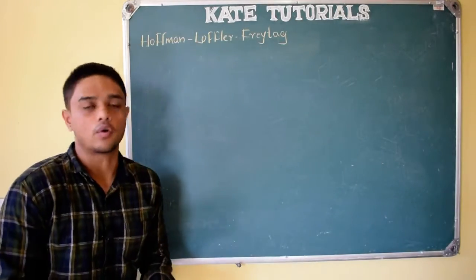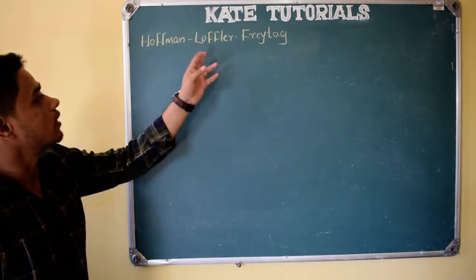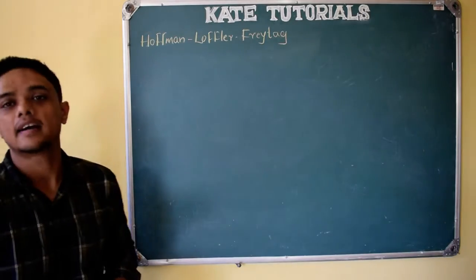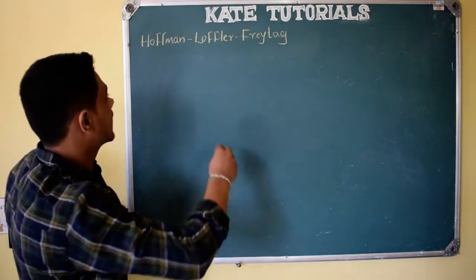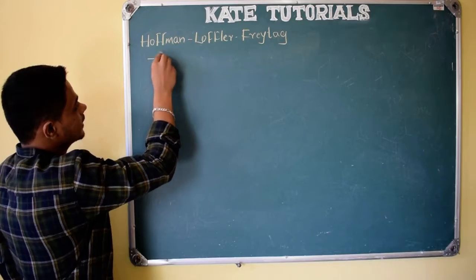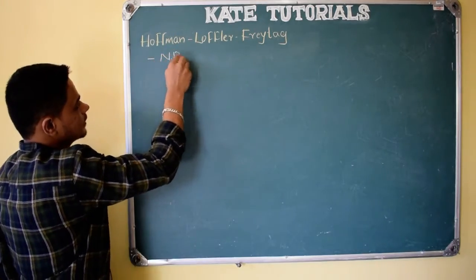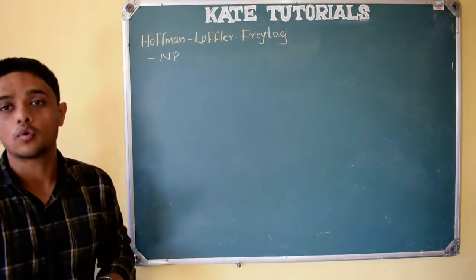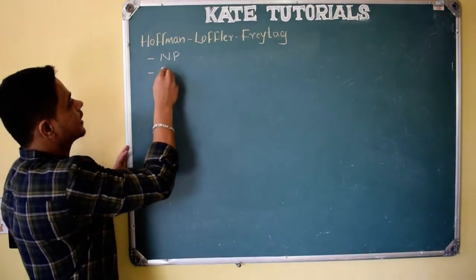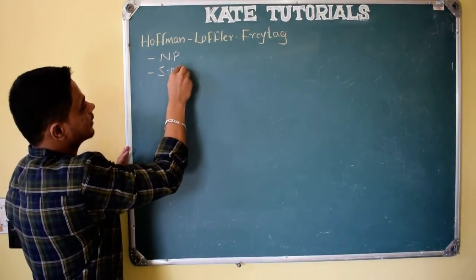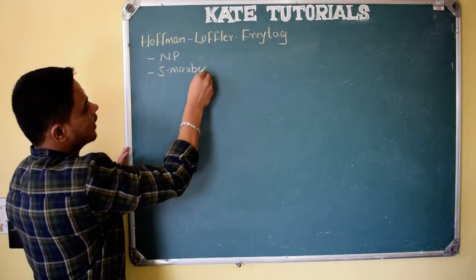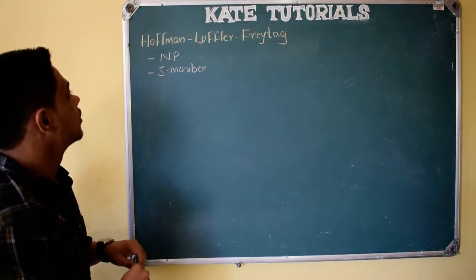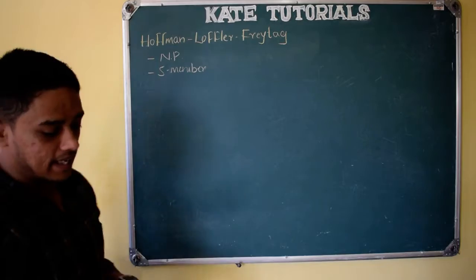In this video, we shall discuss the Hoffmann-Löffler-Freytag reaction. This reaction is used in natural product synthesis. Using this reaction, they synthesized a few natural products, and here it forms a five-membered ring. What does it form? It forms a five-membered ring. So, what happens in the reaction, see here.